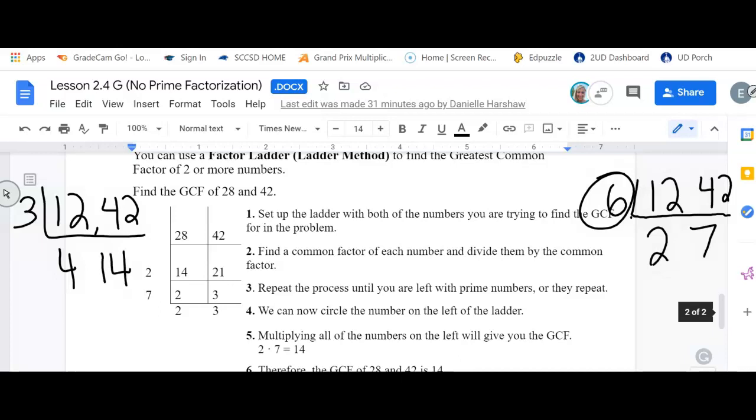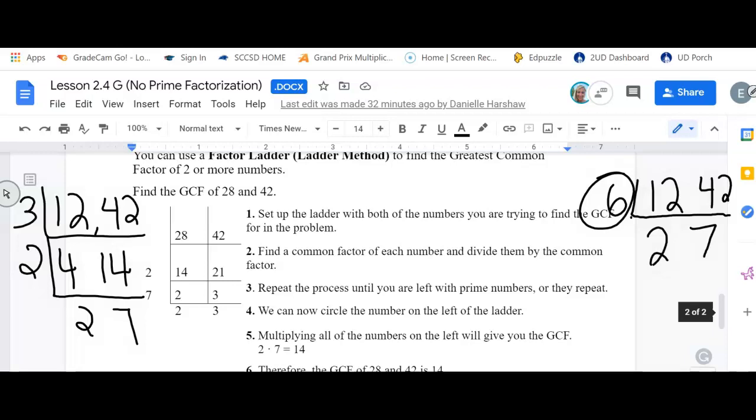Can I divide anything else out of 4 and 14, other than a 1? Mark. Divided 2 out. So this is where I make my next step in my ladder. 4 divided by 2 is 2. 14 divided by 2 is 7. Can I divide anything else out of 2 and 7? Yeah. Only thing I can find out is a 1. Does a 1 do me any good? Nope, I get the same thing.